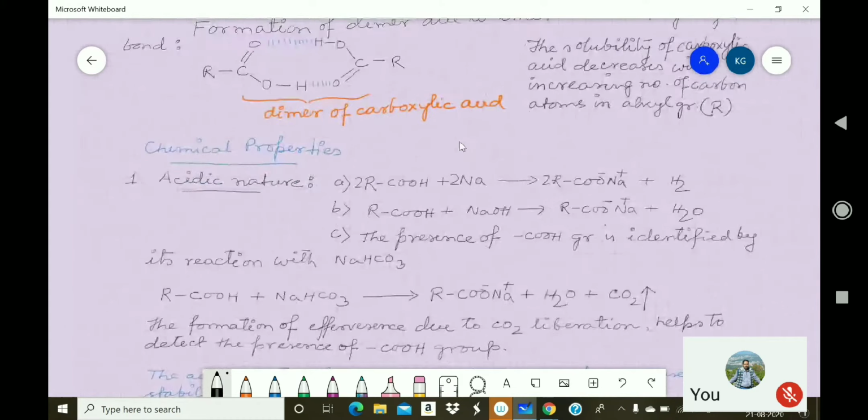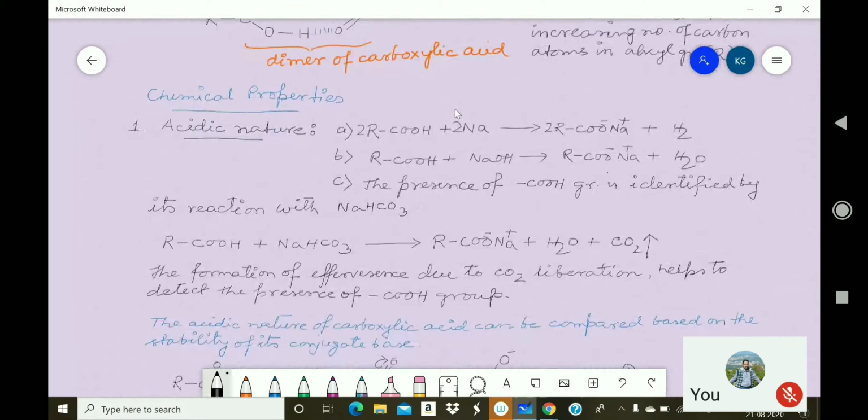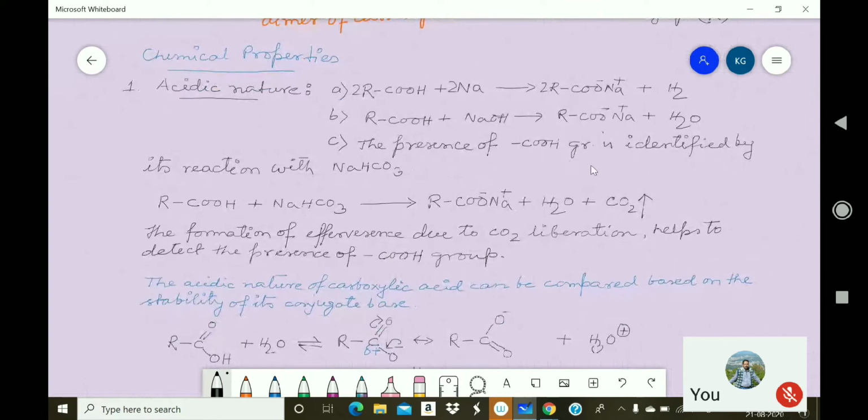Next come to the chemical properties. Number one, acidic nature. Carboxylic acid is acidic in nature, and therefore it gives the characteristic reactions of acid, like reaction with metal gives salt and hydrogen gas. Reaction with alkali gives salt and water. And the presence of carboxylic acid is identified by its reaction with sodium bicarbonate. With bicarbonate, it gives strong effervescence due to formation of carbon dioxide.